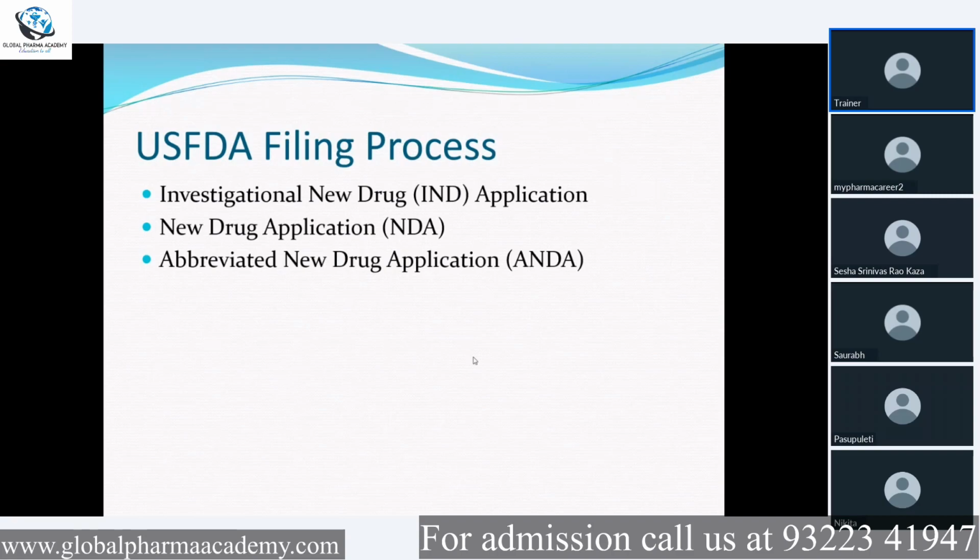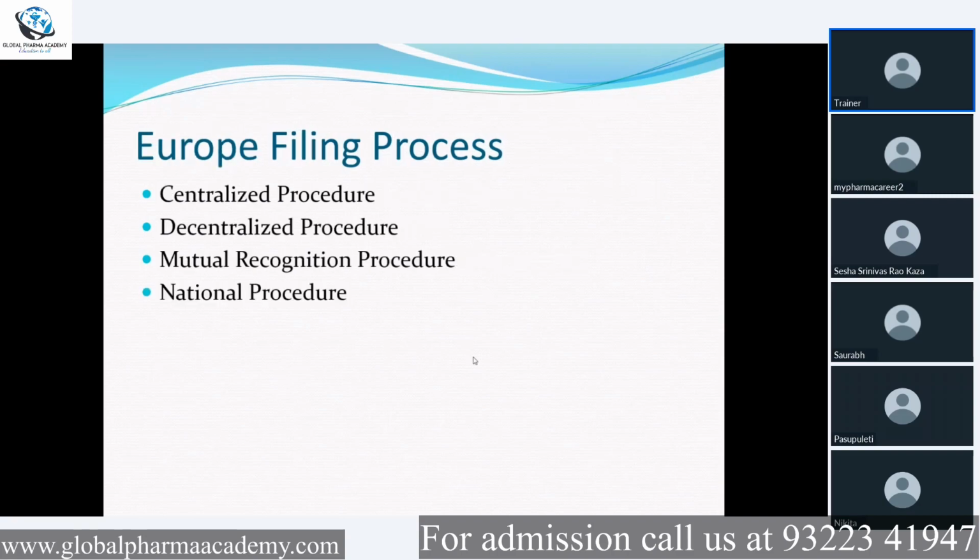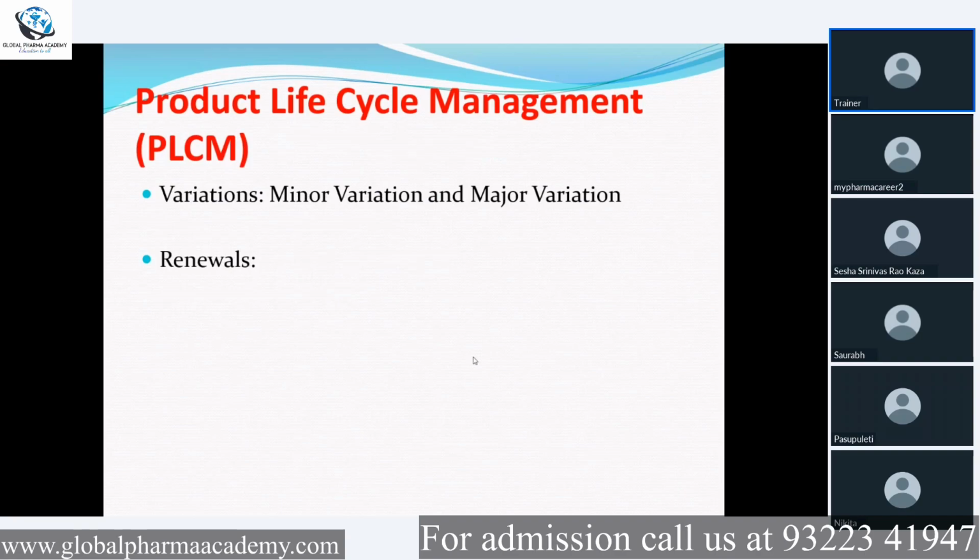Next is the Europe filing process. There are 4 types of procedures through which any product in Europe is registered: one is centralized, second is decentralized, third is mutual recognition procedure, and fourth is national procedure. We will see all these procedures in depth in coming lectures. The next is product life cycle management, variations, that is minor variation and major variation, and renewals. This is also a part of Europe, maintaining the product life cycle management.